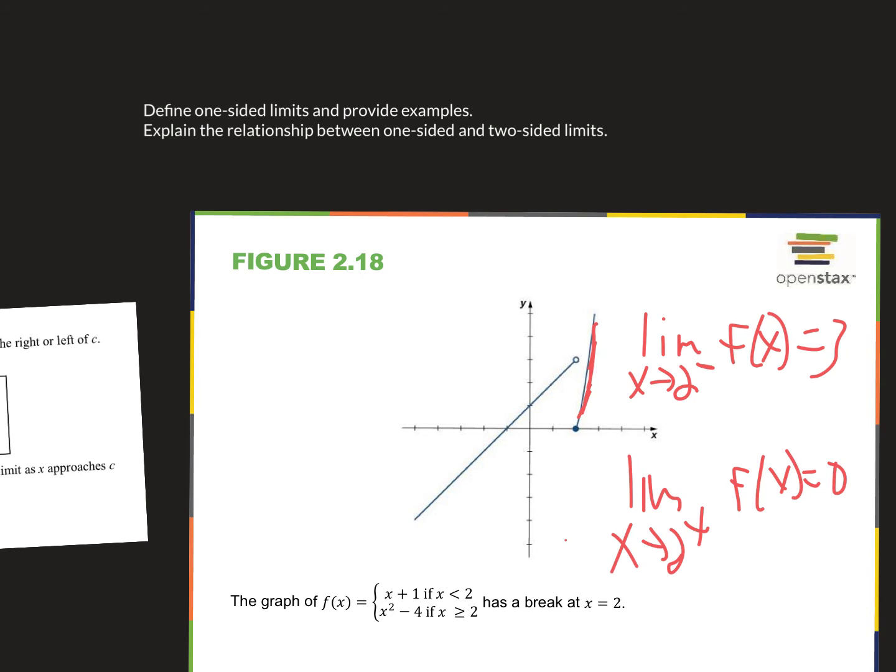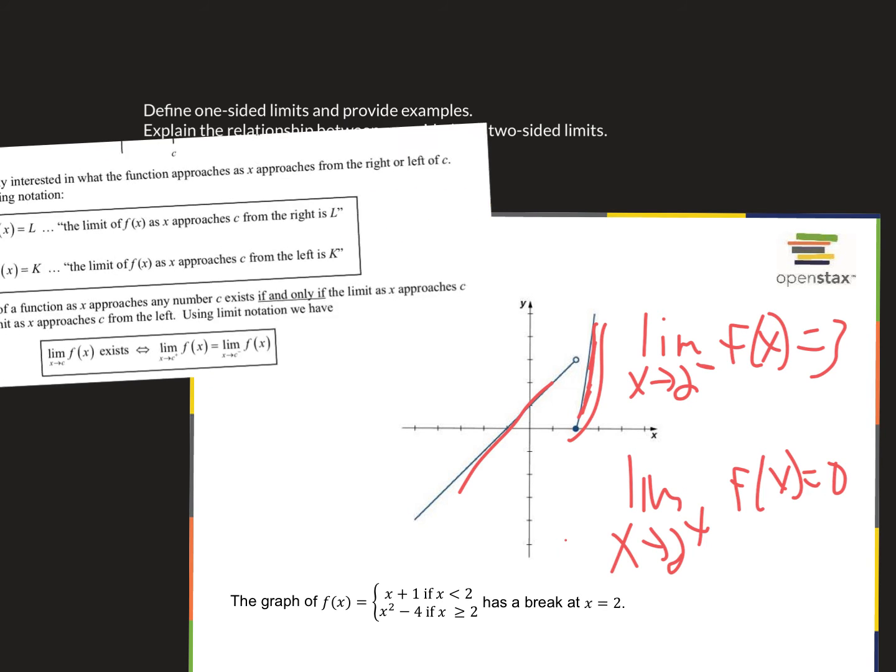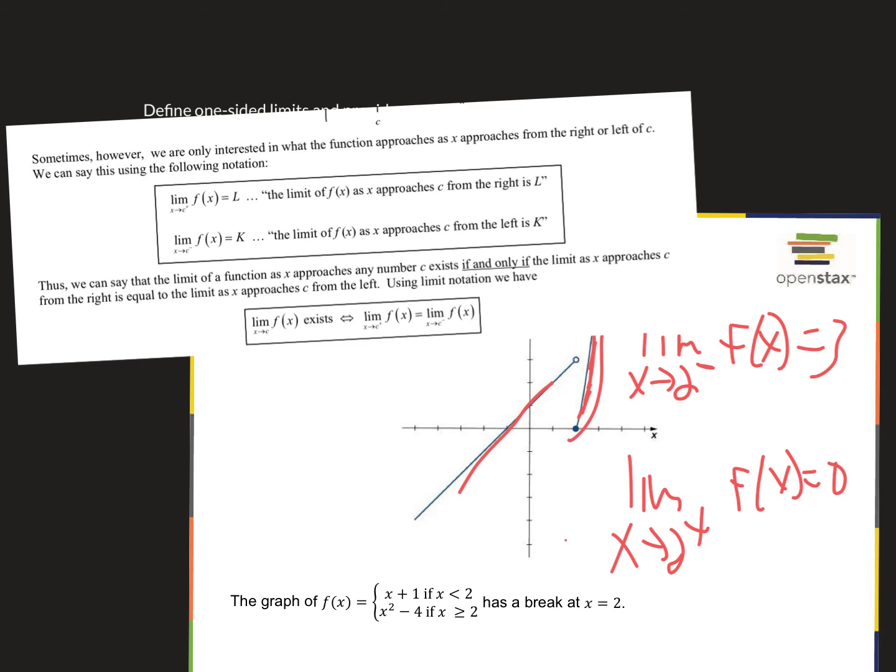Now, because the left-hand limit and the right-hand limit don't agree, they aren't coming to the same value, the limit doesn't exist. But we can talk about the limit separately. I mean, the left-hand limit is 3. The right-hand limit is 0. Those are valid and correct. But if I just asked you what the limit is, what's the limit as x approaches 2 for f of x? Well, that's because the left-hand limit and the right-hand limit don't agree. That's a DNE.